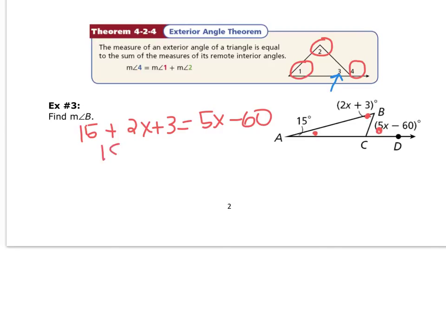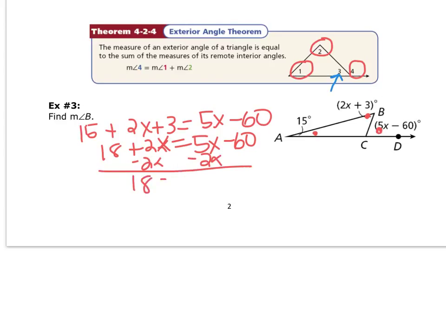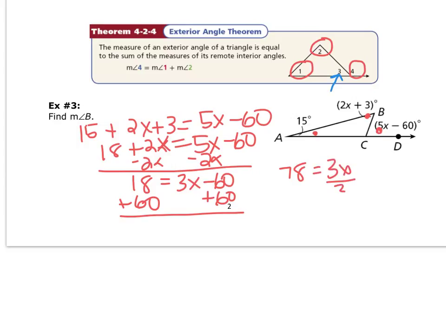So I'm going to have 18 plus 2x equals 5x minus 60. So I can take away 2x from both sides. That would leave me 18 equals 3x minus 60. So now we're going to add 60 to both sides. That gives me 78 equals 3x. And then divide off your 3. So 78 divided by 3 gives me 26.